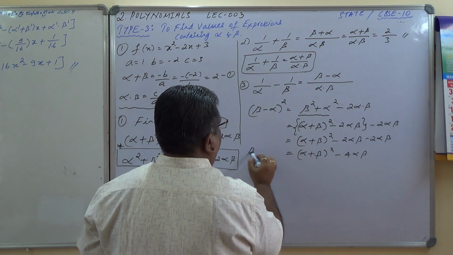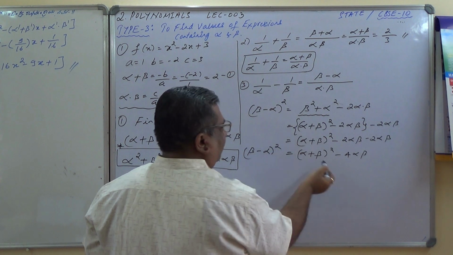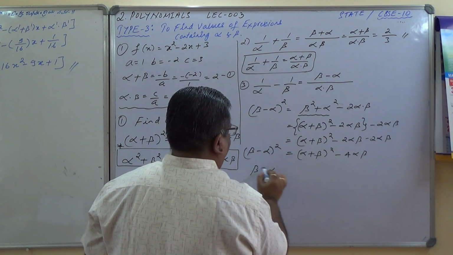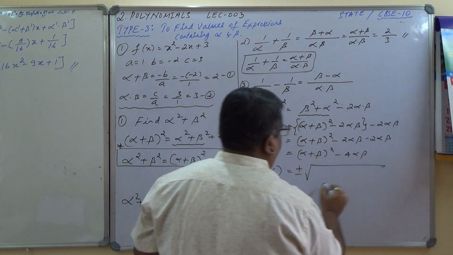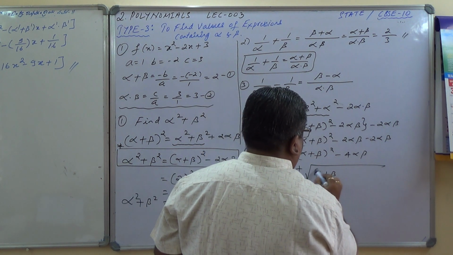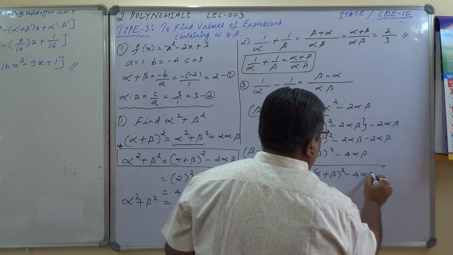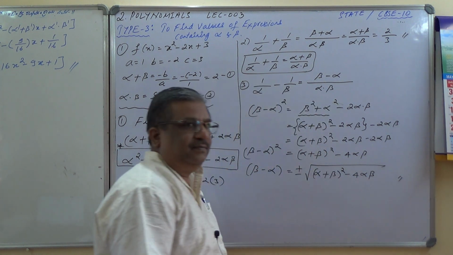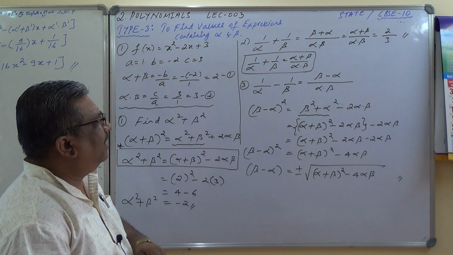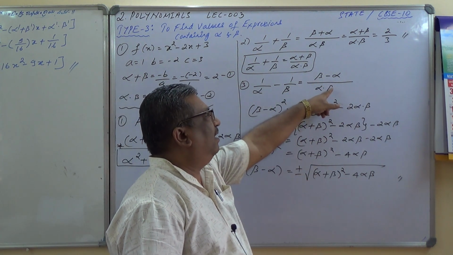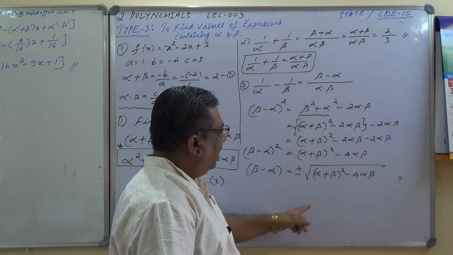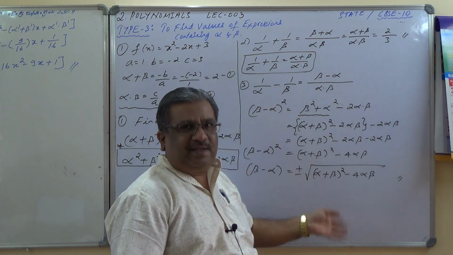This is (beta minus alpha) the whole square. But we want beta minus alpha here, which equals plus or minus under root of (alpha plus beta) the whole square minus 4 times alpha into beta. Are you able to understand? And therefore, what do I have to substitute instead of beta minus alpha? Instead of beta minus alpha, I am substituting this value over here. This is coming over here.